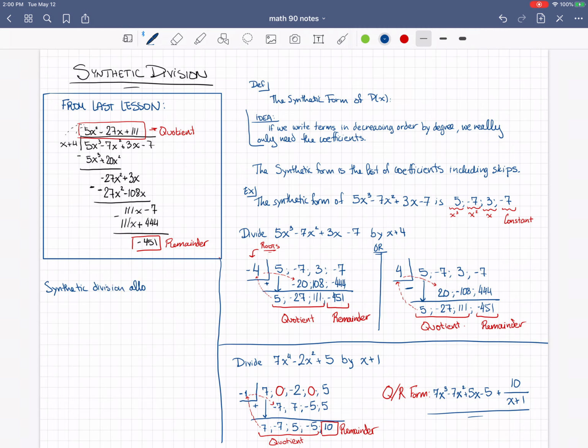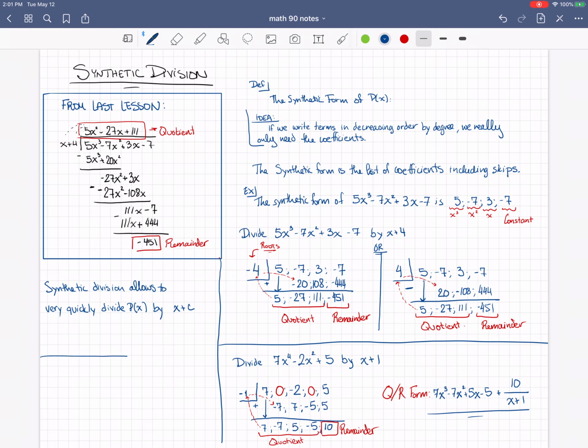Synthetic division allows us to very quickly divide any polynomial by x plus a constant. So if you're thinking to yourself, well, what if I want to divide by 2x minus 7? Well, synthetic division doesn't explicitly work there. There are some little workarounds, there are some tweaks, but that's not what synthetic division is designed to do.